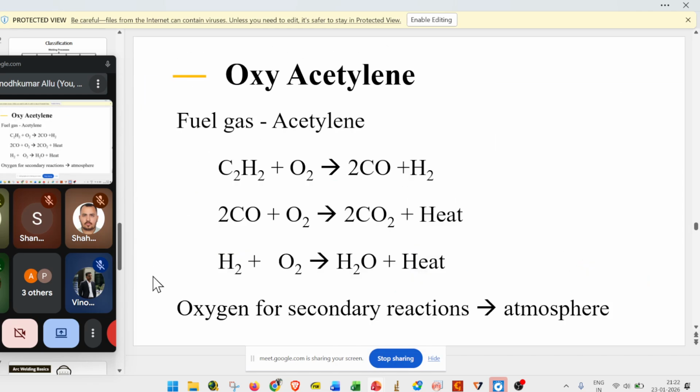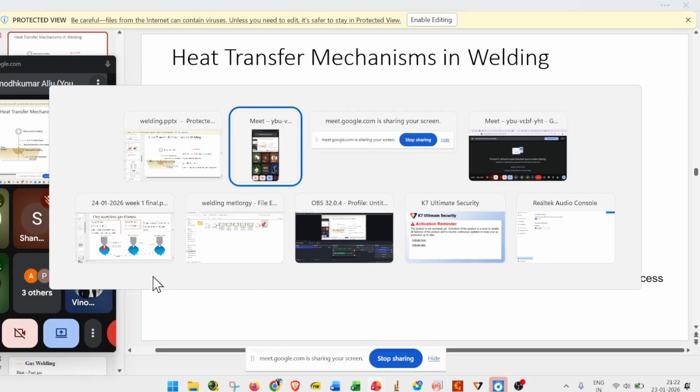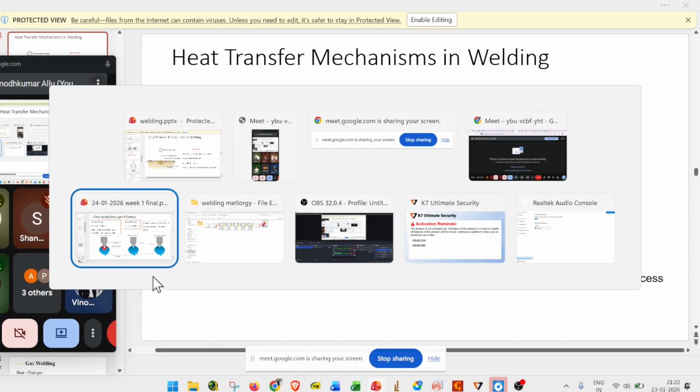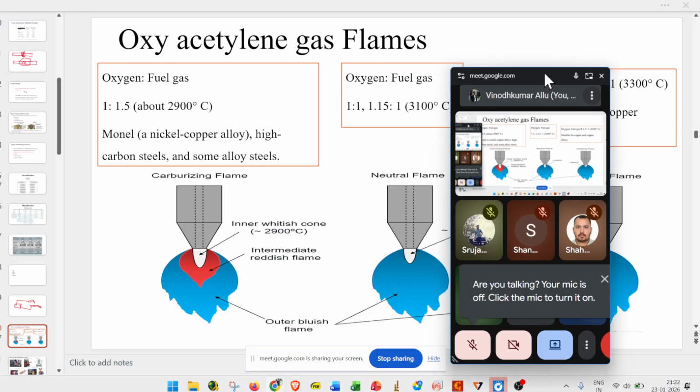These are the most commonly used flames in welding processes. With this, the introduction to welding processes is completed.